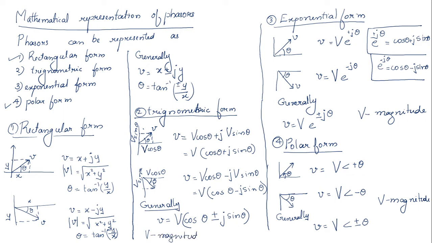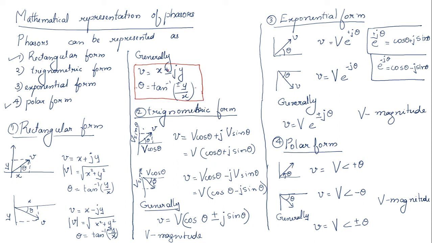So I am going to mark in dark red color over the important equations which you have to study. That is the general expressions for each case. The first one is the rectangular form of representation.